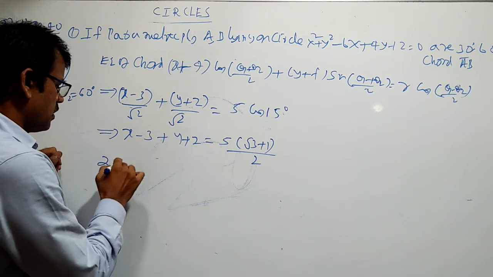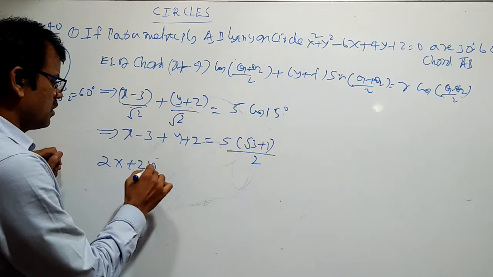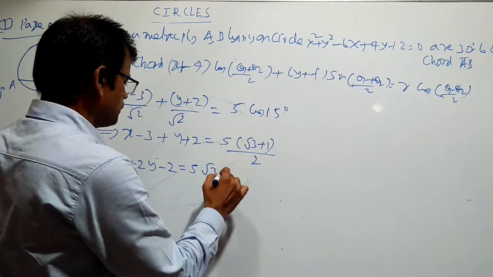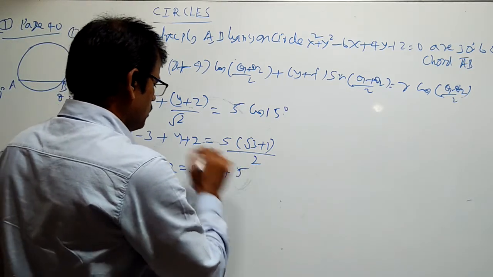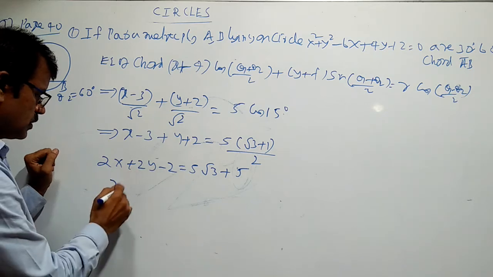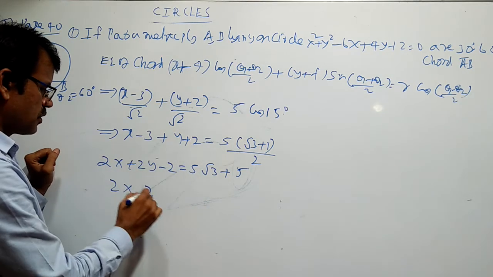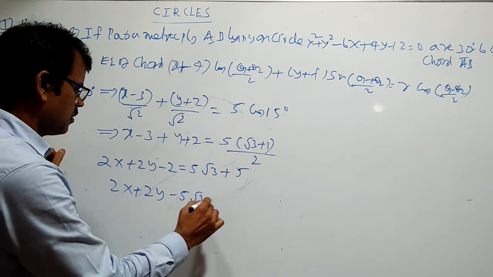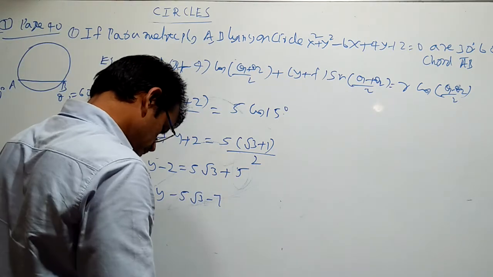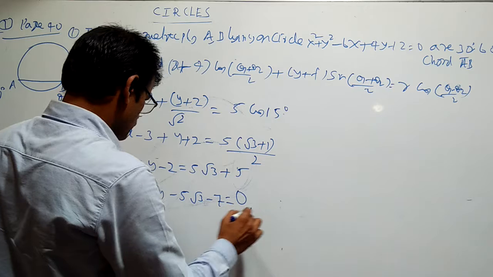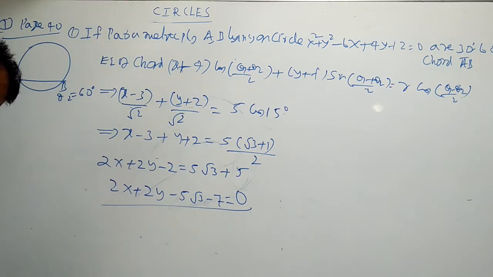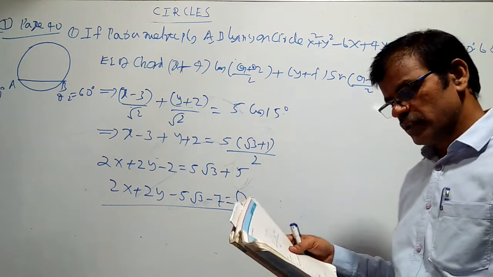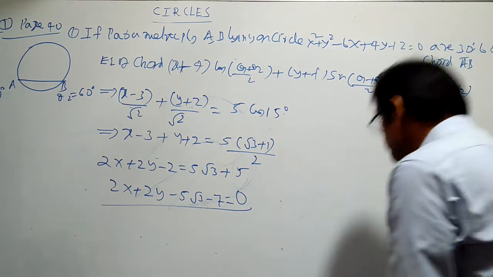So you multiply here: 2x plus 2y minus 2 is equal to 5 root 3 plus 5. Taking the terms to this side, you can write 2x plus 2y minus 5 root 3 minus 7 equal to 0. That's all. This is the equation of the chord. Next he is asking about the equation of the tangent at the point 30 degrees of the circle.